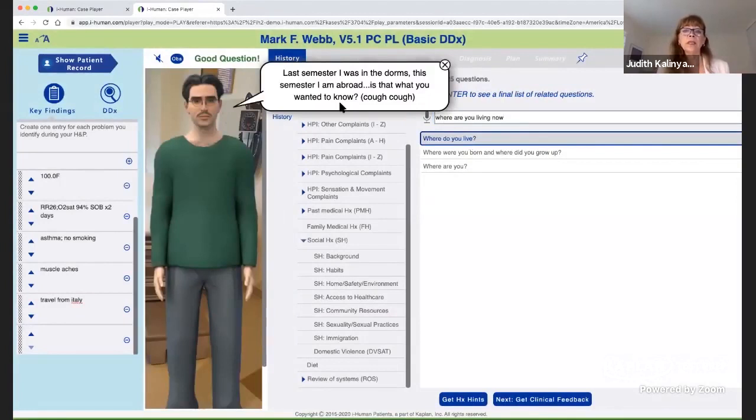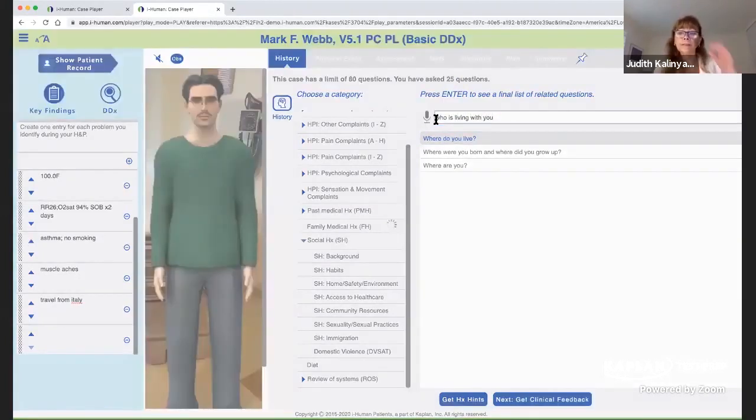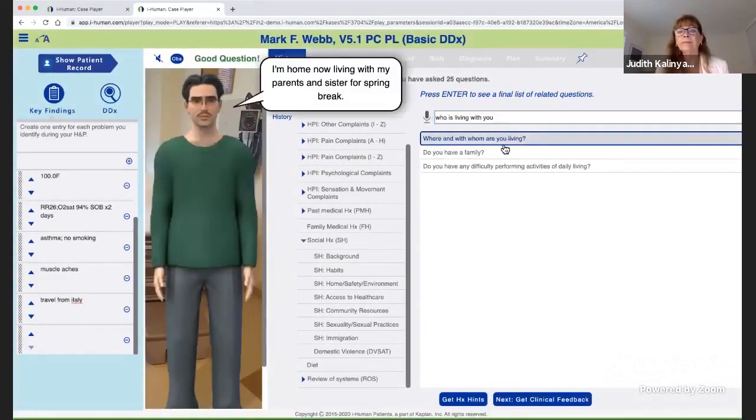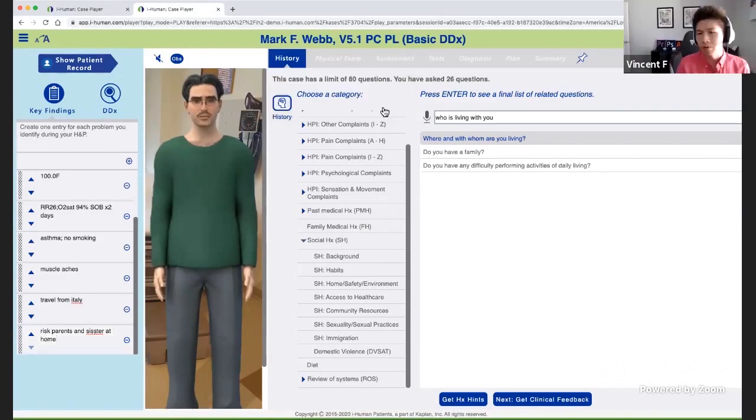He was in the dorms. Is that what I wanted to know? No, that's not exactly what I wanted to know. Who is living with you? All right, that's really what I want to know, because I want to know who is at risk. So I have to put down that at risk, I have parents and sister at home. At this point, I would ask him, have his parents or sister had any symptoms similar to his?